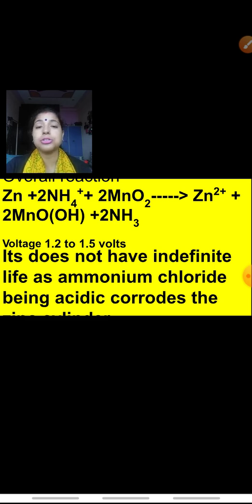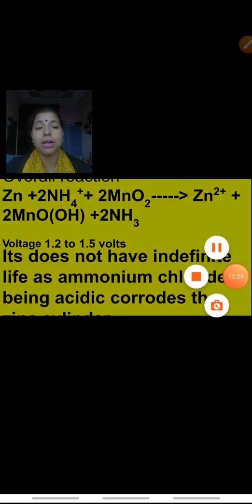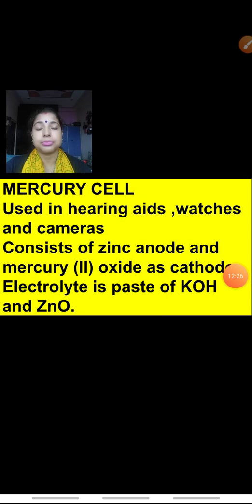Now, we are moving to the second important primary cell, that is your mercury cell. See where mercury cell is used. Mercury cell, it is used in the hearing aids, watches, cameras. Mercury cell, it is also called the button cell. It is in the shape of a button. You all must have seen in the watches, a button cell is there. Children, once this question came, name the cell which is used in hearing aids and watches. So, it is mercury cell.